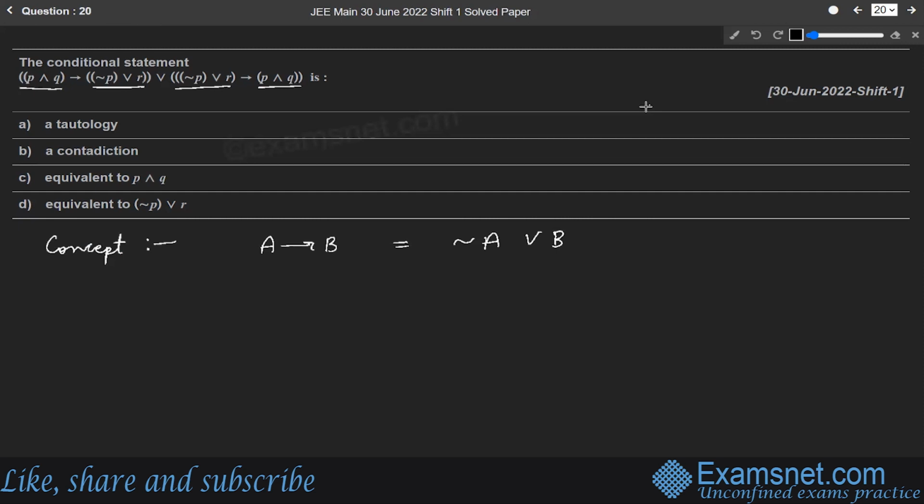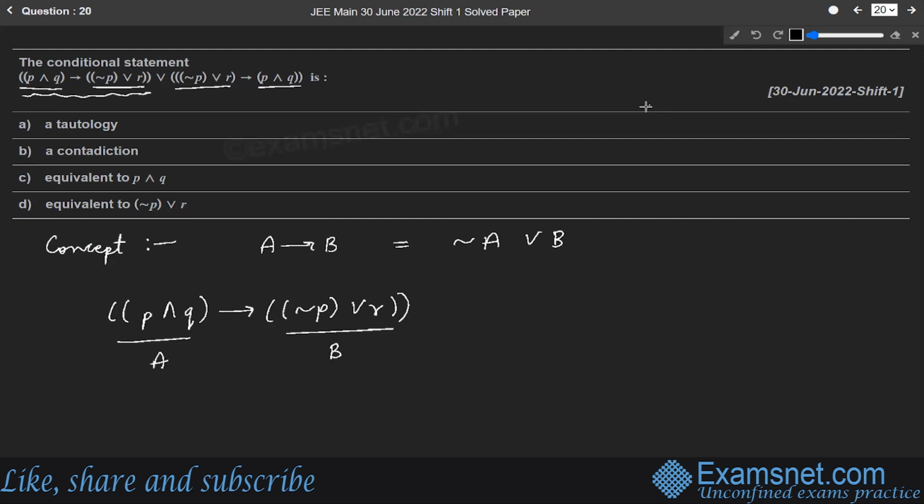Now coming to the solution of this question, we have to identify whether this conditional statement is a tautology, a contradiction, equivalent to P and Q, or equivalent to negation of P or R. Okay. So let us first solve this part of the statement. What is this part? It is P and Q implies negation of P or R. It is in the same form of A implies B. This is A and this is B.